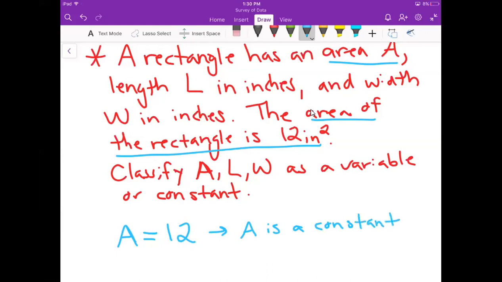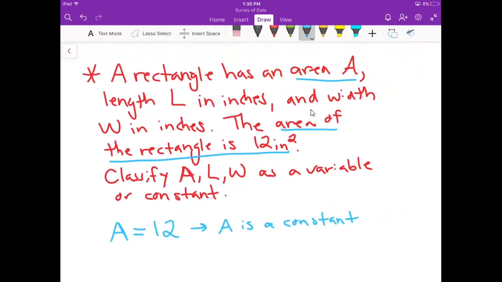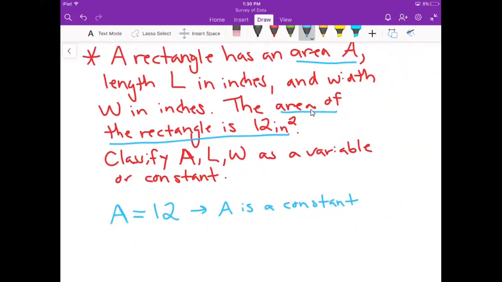Okay, so now think about the fact, since we know that the area of the rectangle is 12, what do we know about L? And we can kind of think about L and W maybe together. Are L and W set at something constant, or could they be different? Now you have to remember the only thing we know about this rectangle is the area, right? We weren't told that the length was one specific thing, and we weren't told that the width was one specific thing. So we have to do a little bit of critical thinking here.